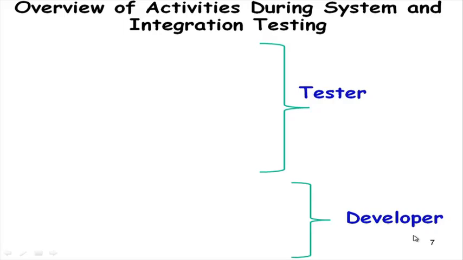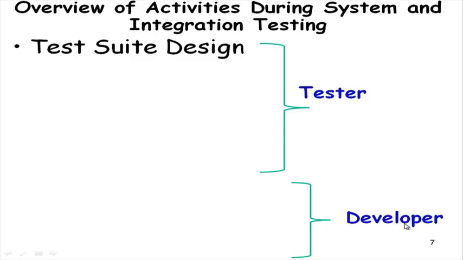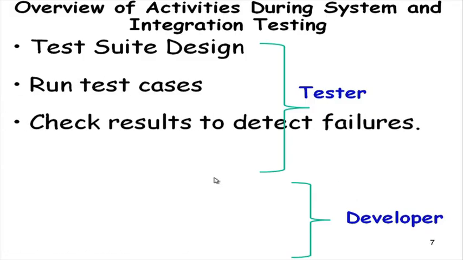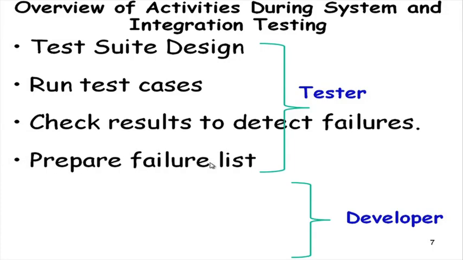But then what are the activities for testing? What activities are undertaken by a tester, and who carries out those activities actually? So, let us see the activities that typically take place for testing a software. One is test suite design, run test cases, check results of the running of the test case and see if there are failures, and then prepare the failure list or the test report.